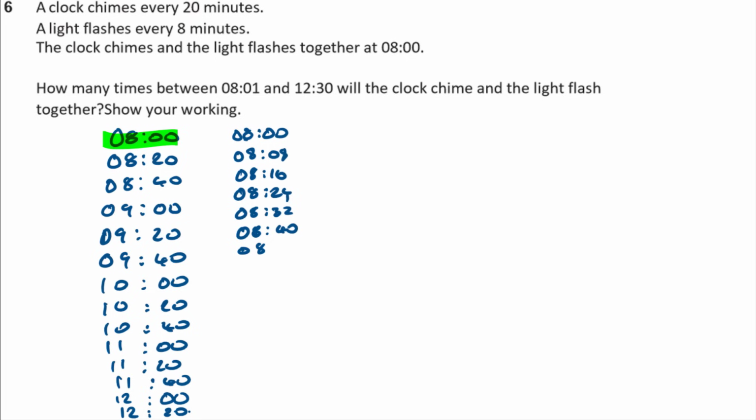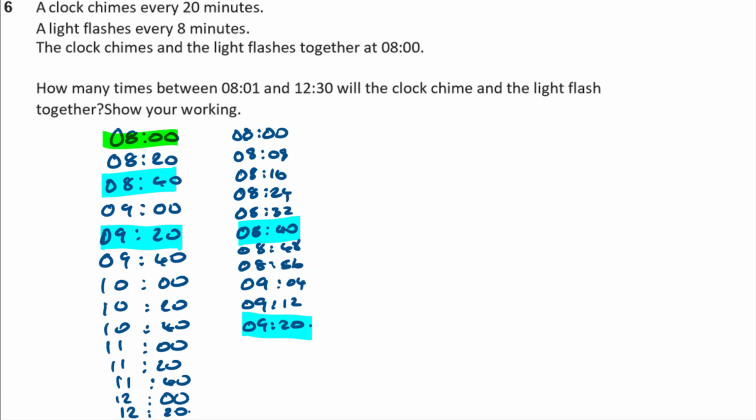then at 8:48, then at 8:56, then no, it won't flash on the hour. It'll go to 9:04, won't it? And then 9:12, 9:20. Okay, so where are they together then? So 8:40 I noticed there, look. So it happens together at that one. And then the next time will be at 9:20, won't it?